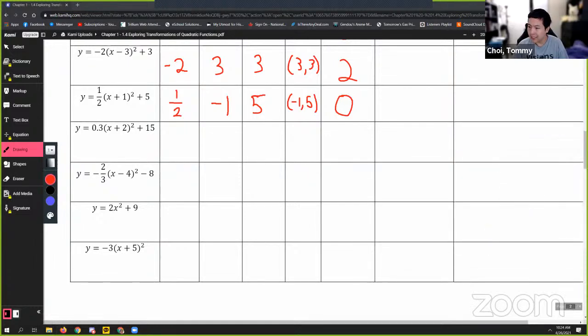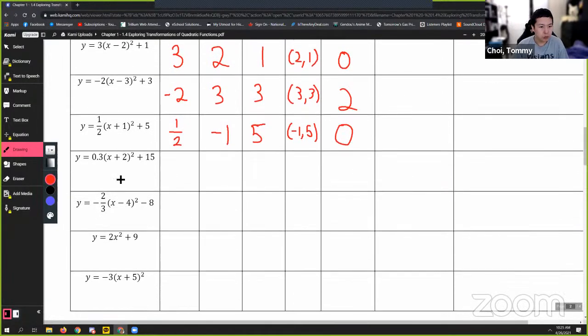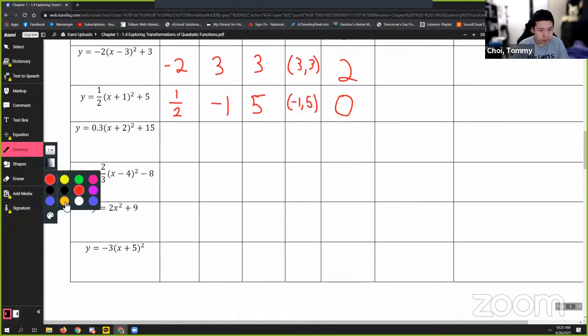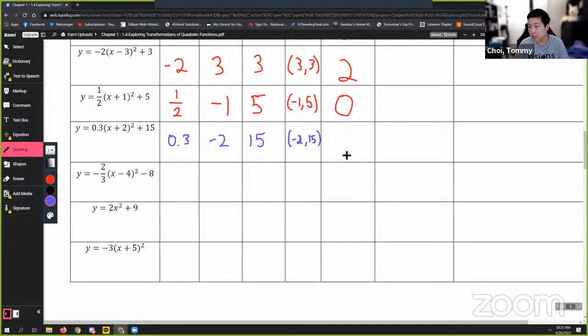All right, that is time. So let's write it all out one step at a time. The a value here is 0.3. The h value is -2. The k value is 15. So we get (-2, 15) as our vertex. It opens up. It is above the x-axis, so there should be 0 x-intercepts.